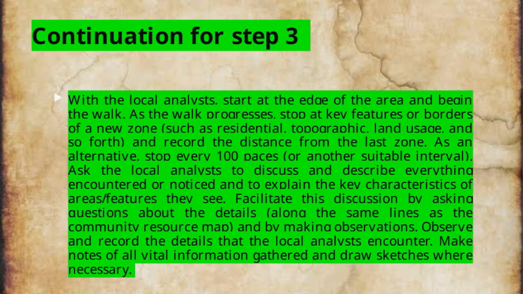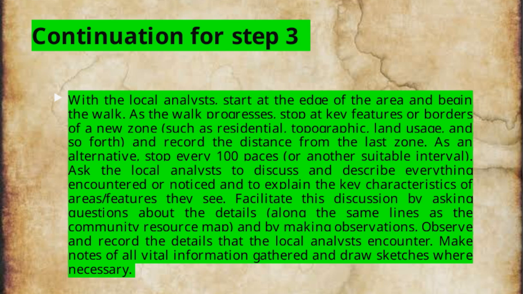During these stops, engage the local analysts in discussion. Ask them to describe what they see, notice, and think is important. Encourage them to explain the key characteristics of each area or feature they encounter. Facilitate this process by asking targeted questions, similar to what you do when creating a community resource map. For example, inquire about the types of buildings, the condition of the land, or any distinctive features.